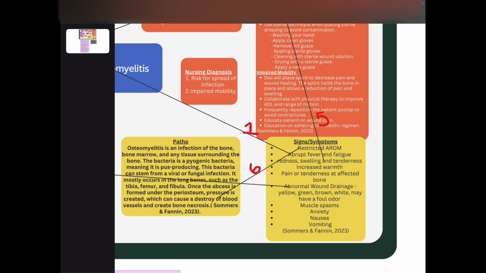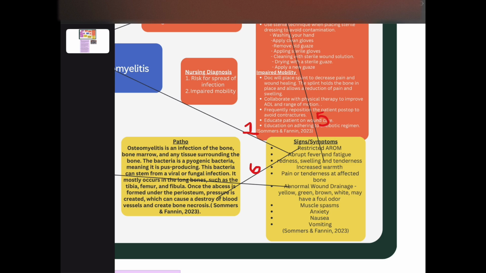There's gonna be abrupt fever and fatigue. We have an infection, not only in the bone but in the body. So once we get that abrupt fever and fatigue, that's when we're gonna know at this point the infection has moved on to be systemic. It's not just staying at the site anymore. So we have a problem.